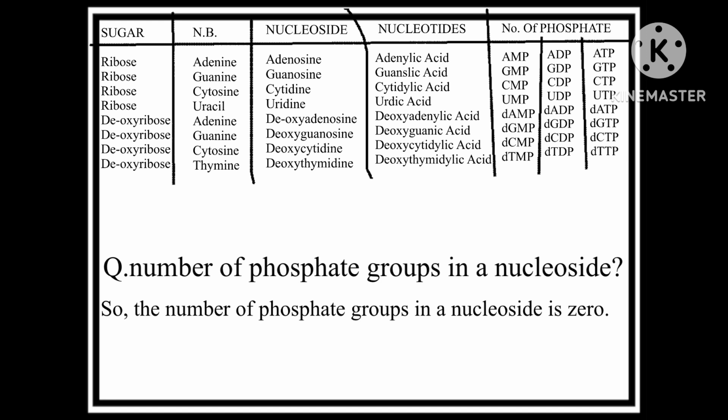plus phosphate group will be deoxyadenylic acid. Deoxyguanosine with phosphate group will be deoxyguanylic acid. Deoxycytidine plus phosphate group will be deoxycytidylic acid, and deoxythymidine plus phosphate group will be deoxythymidylic acid, where uracil and thymine are specific in both of them.